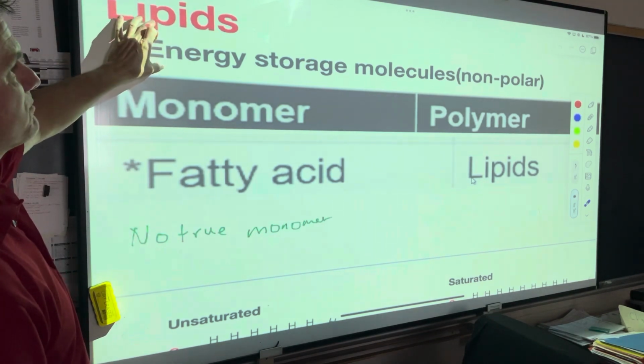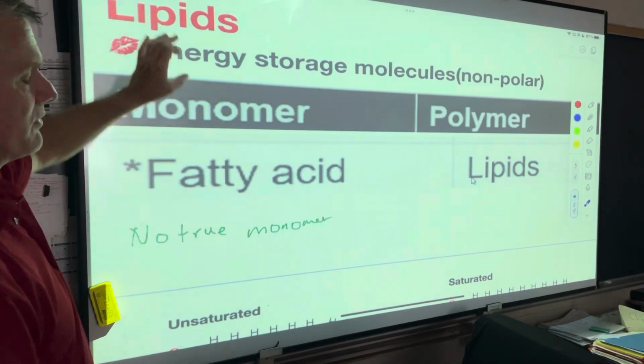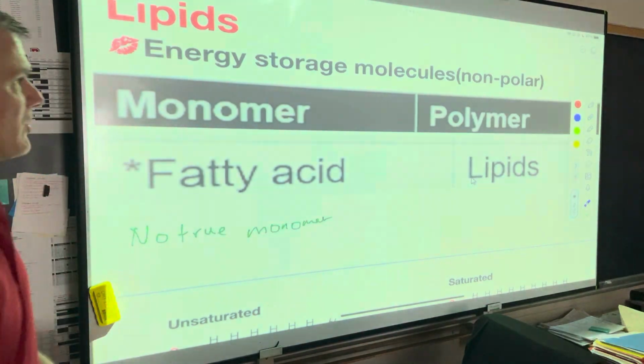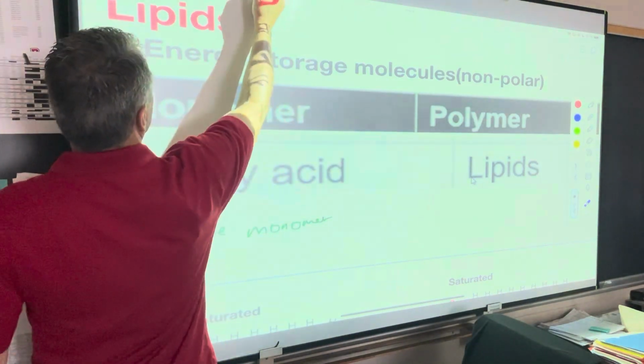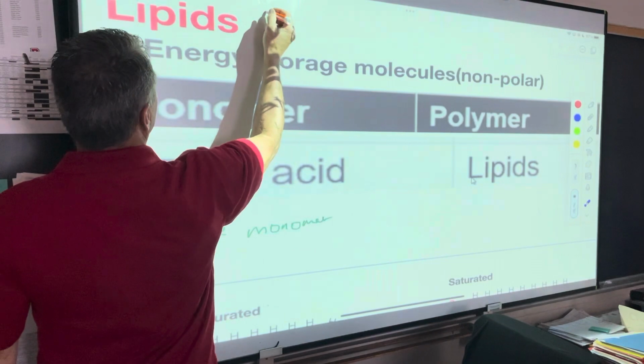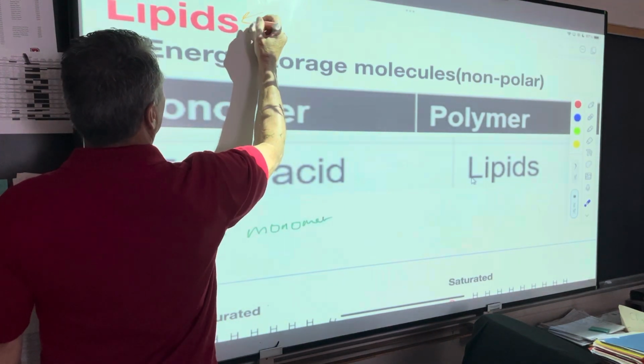And so there's much more energy in a lipid than there is in carbs. But remember, carbs, to get the energy, it's easy. This, it's a little more difficult.